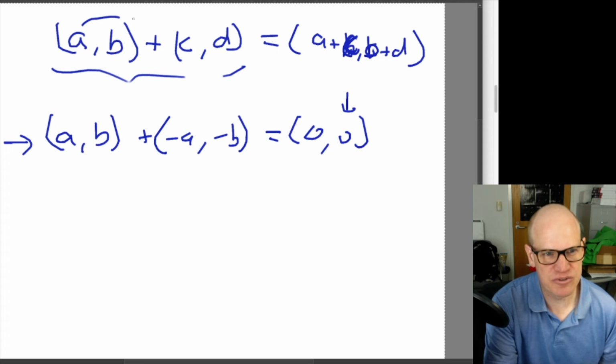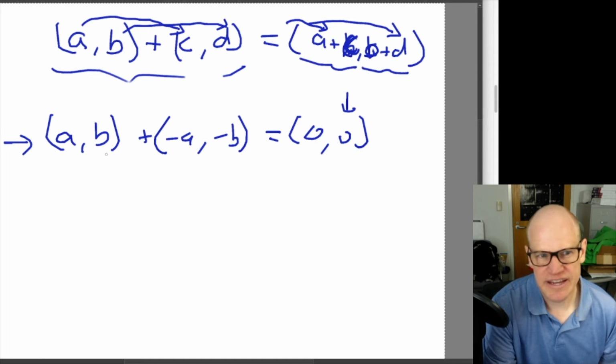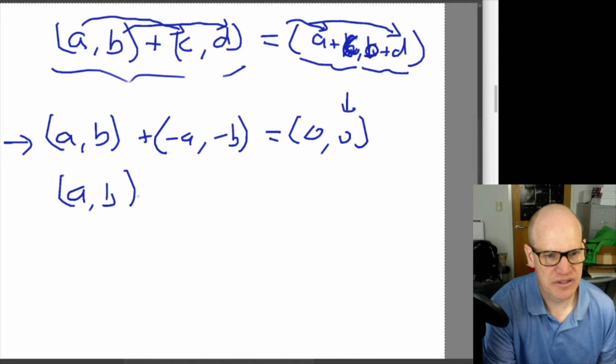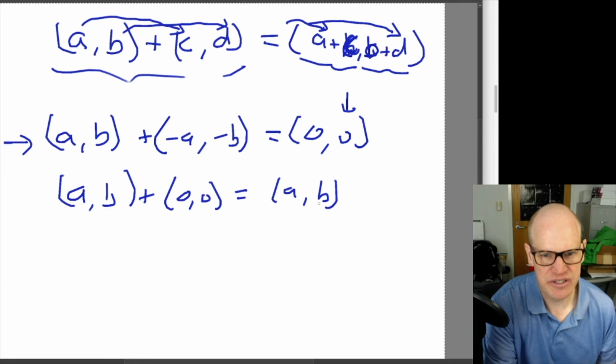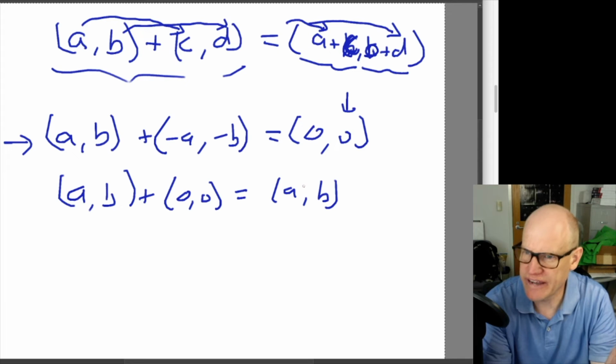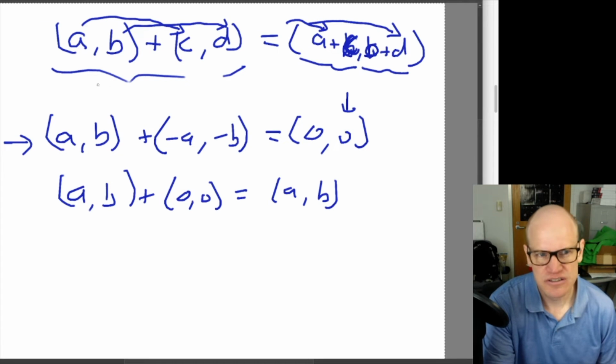So you add this one and this one together, and you add this one and this one together, and that gets you these two. That's the result. And it has inverses. It's got an identity element, right? (A, B) plus (0, 0) gets you back (A, B), which is exactly what we have with regular addition. This is not the only way of adding ordered pairs together. You can come up with other ways of adding ordered pairs that is different than this, but that still has the same properties.